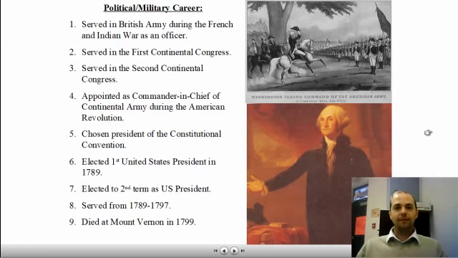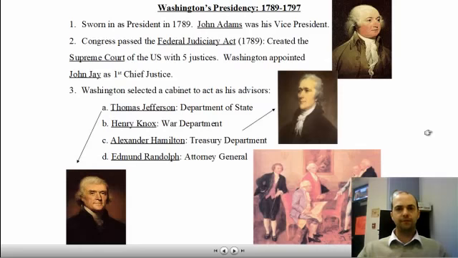John Adams was chosen as his vice president, and Congress, under his rule, passed the Federal Judiciary Act, which created the Supreme Court of the United States with only 5 justices. And Washington's job was to appoint those justices, so he appointed John Jay as the first Chief Justice. That's a perfect example of checks and balances. Congress had to create the Supreme Court, but then the president got to choose the justices. And who do you think approved those appointments? Well, it would be Congress.